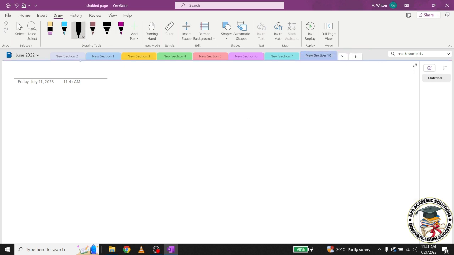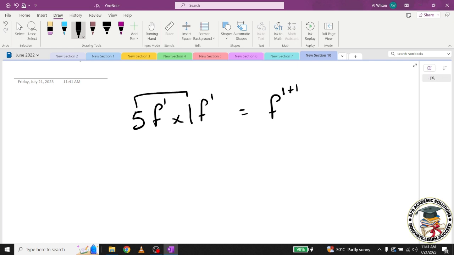Alright, so let's look at another approach. Let's say we have 5f times f. Our variable here is f. The powers, 1 plus 1. Remember again, if you don't see a power, you write the power in. And then we're going to put a coefficient of 1, since the second f doesn't have a number in front of it. 5 times 1 is equal to 5. So 5f, and the power is 1 plus 1, giving us the answer of 5f squared.